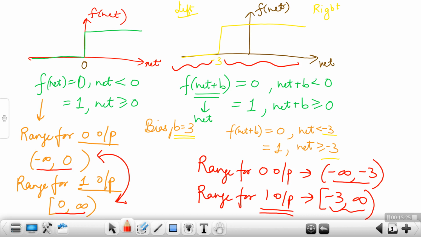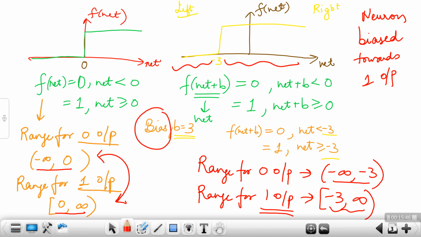So what happens is that it is biasing. The neuron gets biased towards one output. That is the reason we call this term a bias, because the introduction of a bias in the neural network will cause the neuron to be biased towards one of the outputs, either the lower output or the higher output. That is the reason we call it a bias. You can put it down in words and write it. Is that clear? So this is the importance of bias in the neural network.